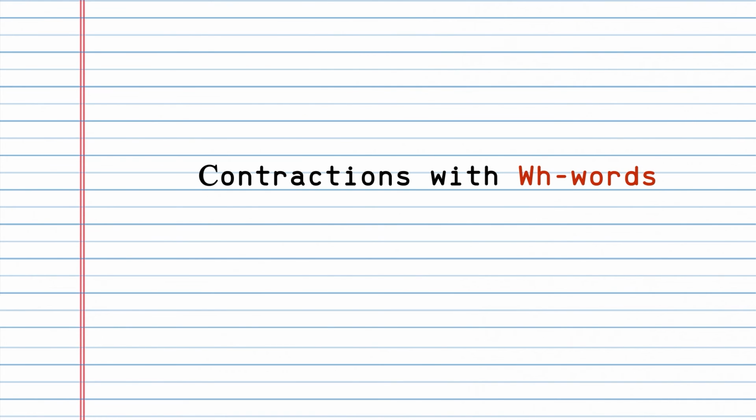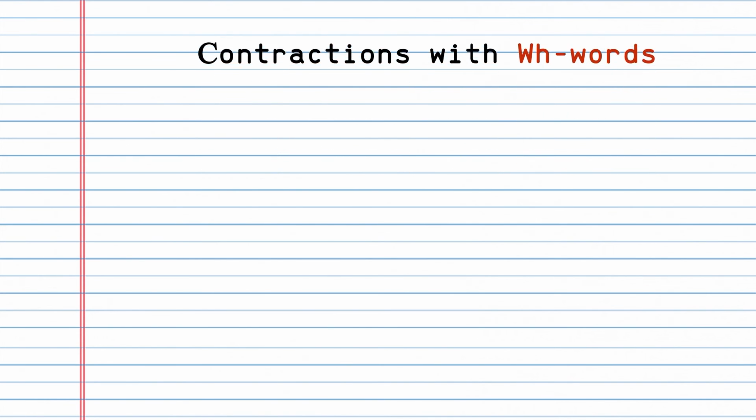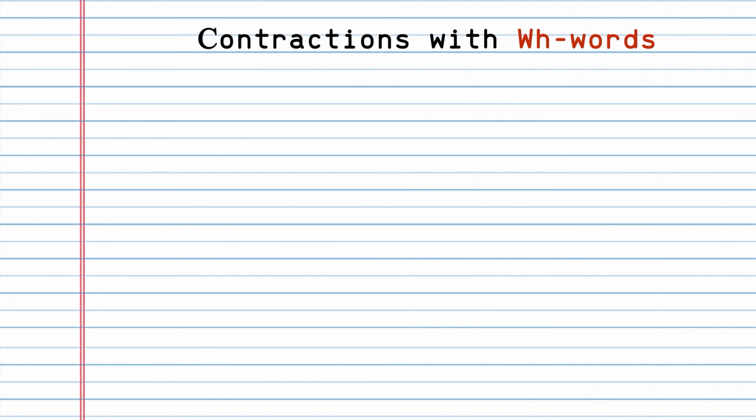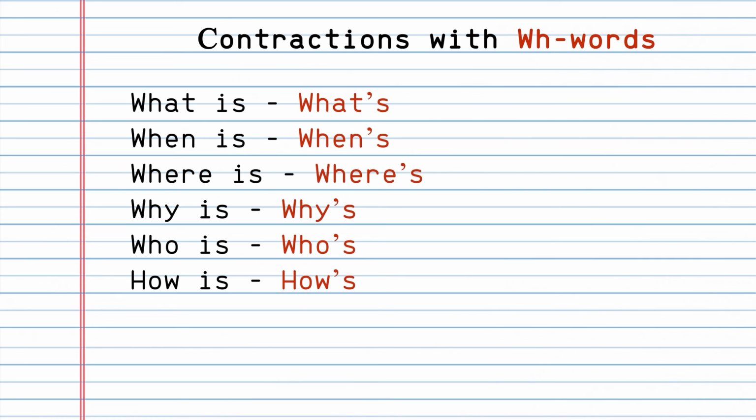The next common contractions are WH words, followed by is. You often hear such kinds of questions. What is? What's? When is? When's? Where is? Where's? Why is? Why's? Who is? Who's? How is? How's?